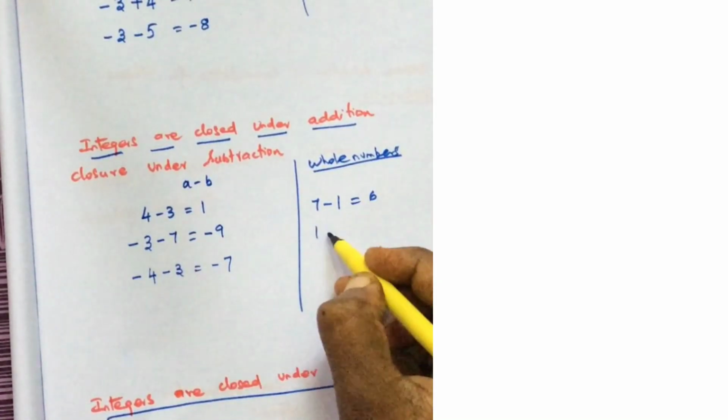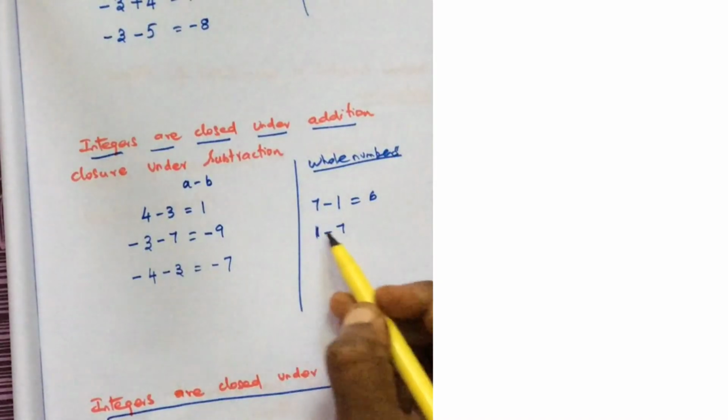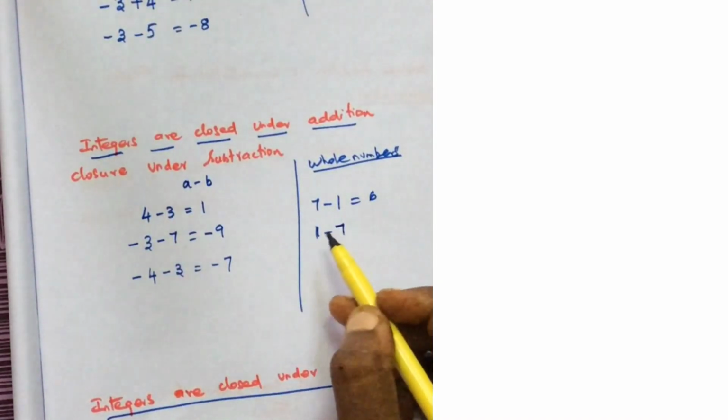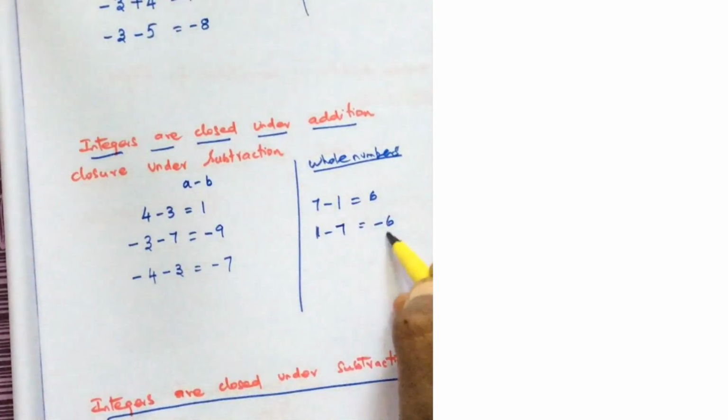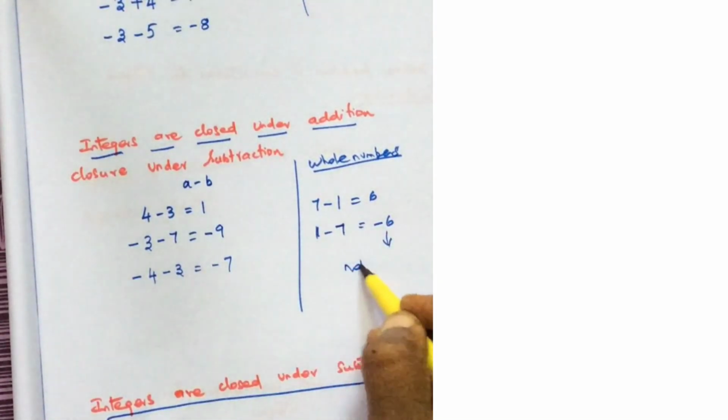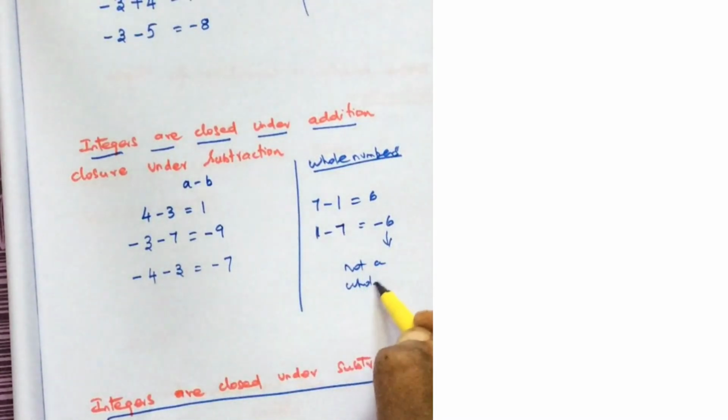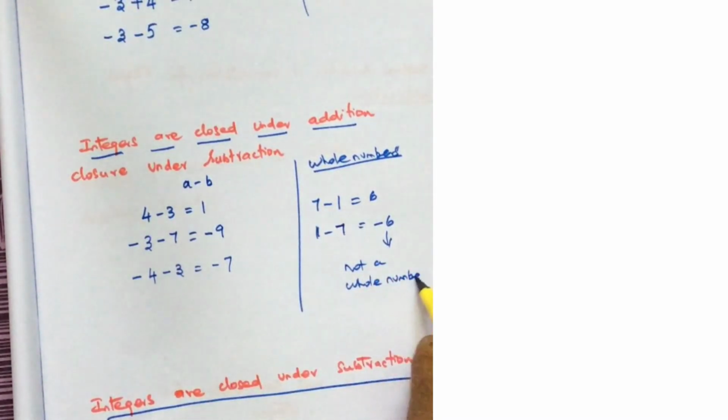But if you do this case, 1 is a whole number and 7 is a whole number. When you subtract 1 minus 7, the answer will be minus 6. Minus 6 is not a whole number. Minus 6 is an integer. Whole numbers will not include a negative integer. So 1 minus 7 is minus 6.